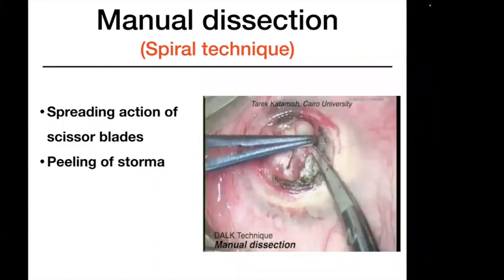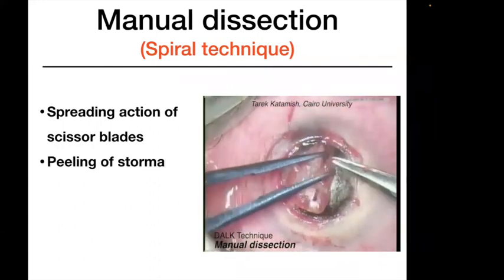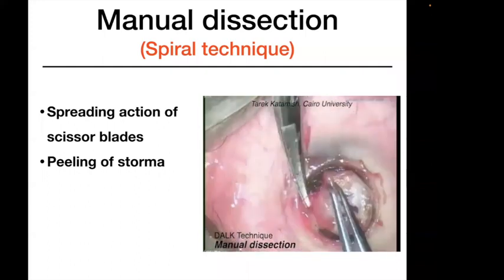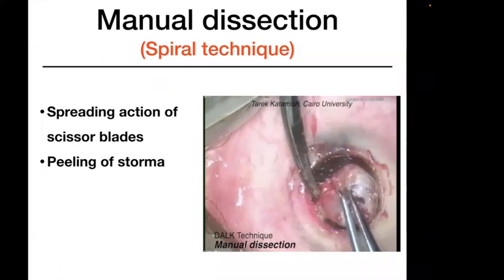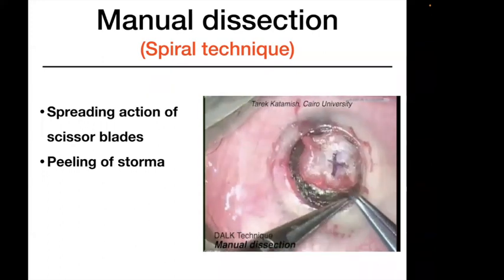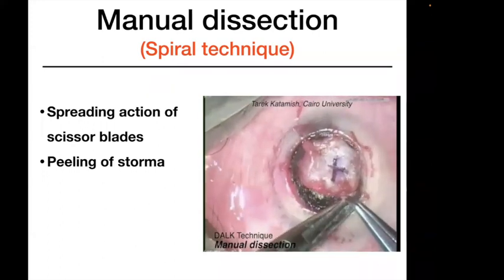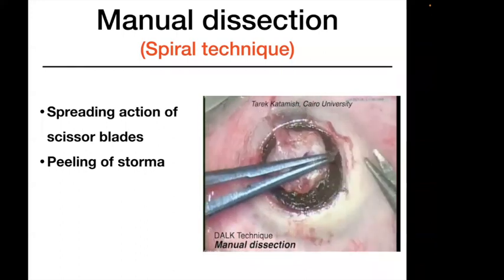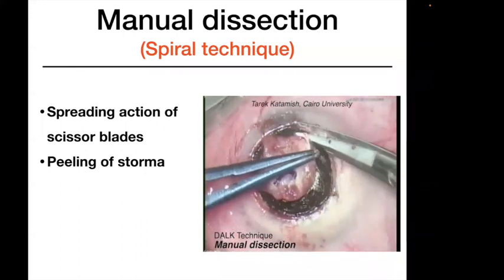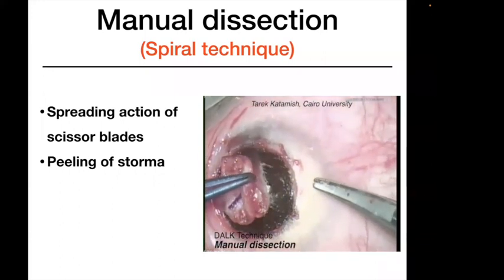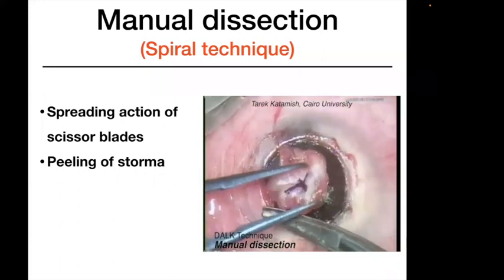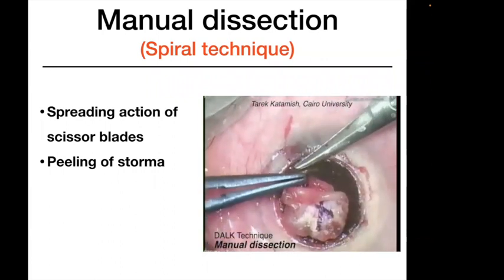And when you are in a deeper plane, you will find the stroma is not adherent, and you can peel it off. So you can do this repeatedly, and until you will find the section is very easy. As you see, the section is very easy now, and you see the peeling of the stroma. This peeling couldn't be done except in the very deep stroma.